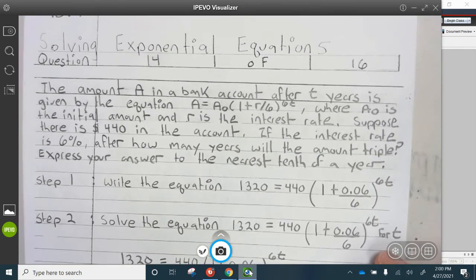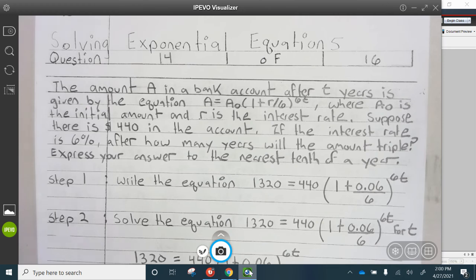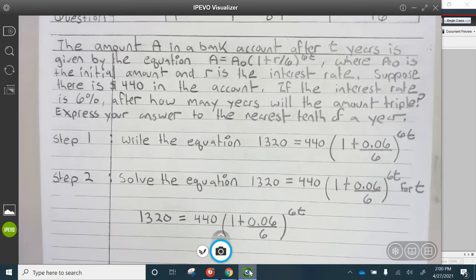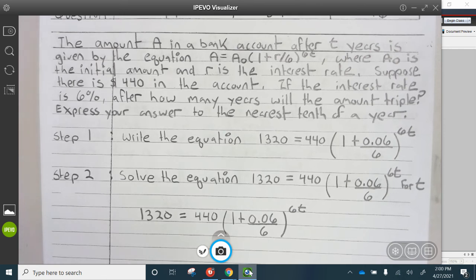All right, question 14 of 16. Okay, the amount A in a bank account after t years is given by the equation A equals A naught, parentheses 1 plus r divided by 6, to the 6t, where A naught is the initial amount and r is the interest rate. Suppose there's $440 in the account. If the interest rate is 6%, after how many years will the amount triple? Express your answer to the nearest tenth of a year.